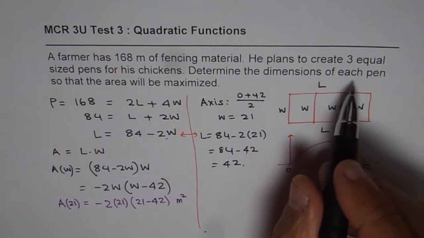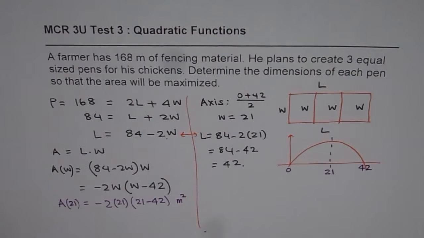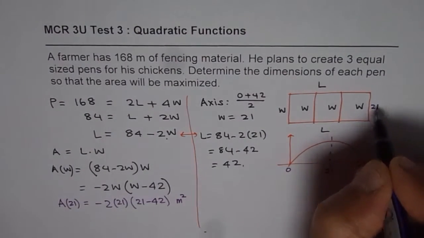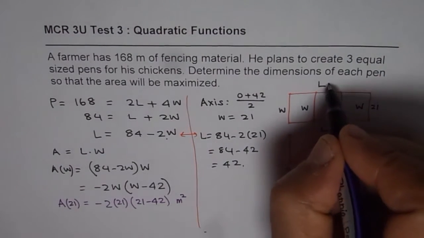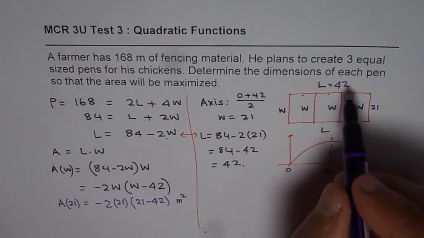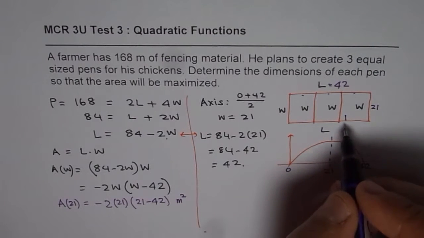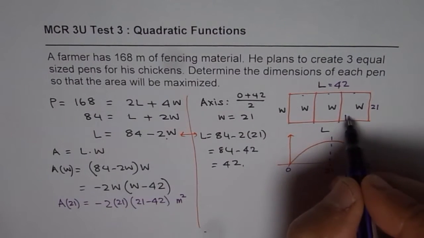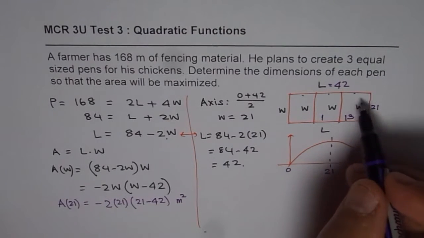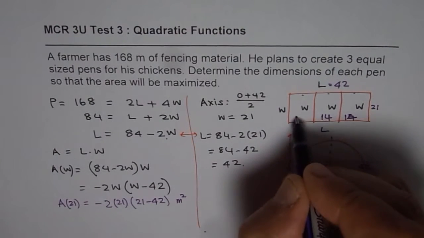So the dimensions of each pen will be how much? So let me write down the dimensions of each pen. So width is 21, so this is 21 each, and total length is 42, so L equals 42. So we have 3 sections here, right? So for each pen, I have to divide 42 by 3, right? So we have to divide by 3, 3 times 4 is 12. So it is 14 each, right?